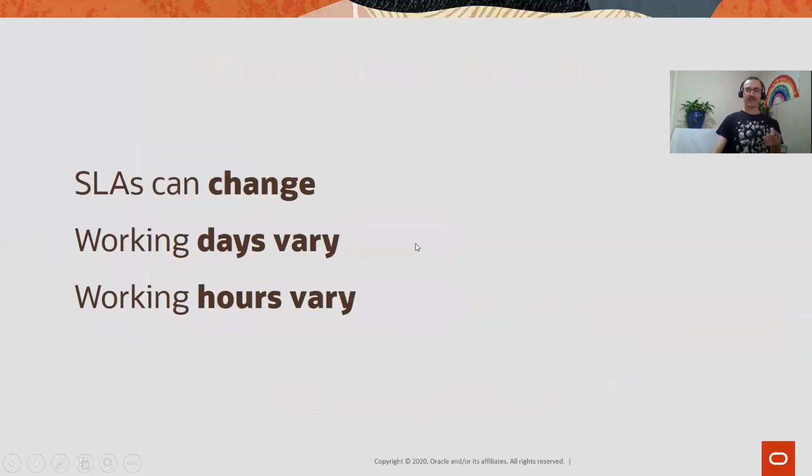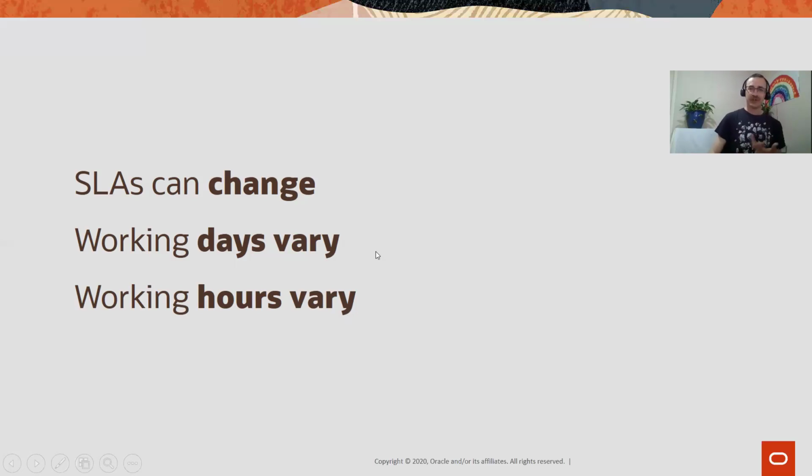In terms of things that can change here, we can see the SLAs themselves could change. There might be a business review, and it's decided that we need to tighten up the SLAs or loosen them, depending on what business needs are. The working days can change. It's not just strictly that each weekend is a non-working day. That might change in the future as the business changes, but also public holidays change each year. And the working hours can vary from day to day as well.